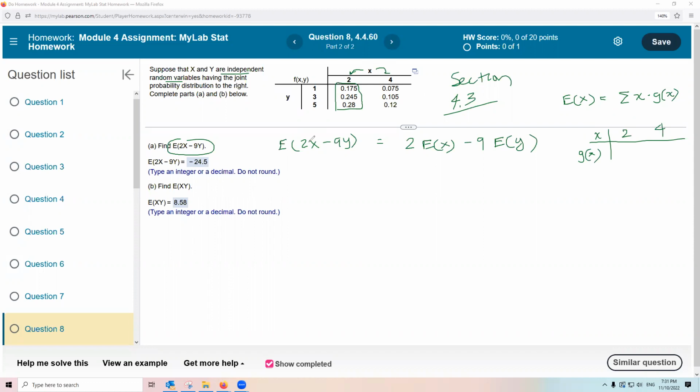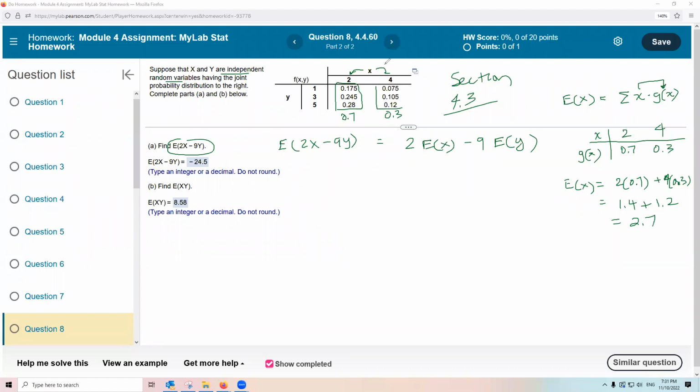So if I sum up this column here for X, I think this adds up to 0.7. And if I sum up this column, I think this sums up to 0.3. So we got 0.7 and 0.3. Now we can find the expected value. The expected value is going to be 2 times 0.7 plus 4 times 0.3. I'm taking each value of X times its corresponding value of g of x. Well, this is 1.4, and this is 1.2. So this works out to be 2.7.